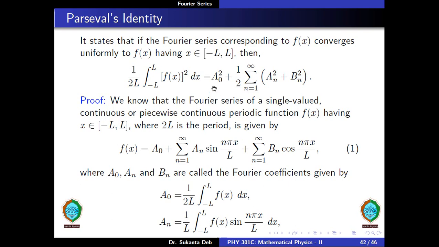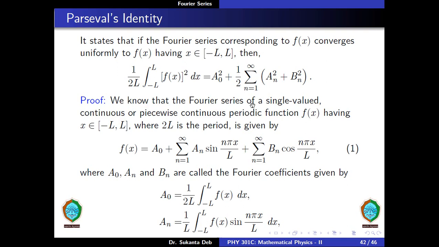It states that if the Fourier series corresponding to f(x) converges uniformly to f(x), having x in the range minus L to plus L, then we have 1 by twice L integral from minus L to L f(x) square dx is equal to a naught square plus half of summation over n is equal to 1 to infinity a n square plus b n square. Now let us prove this relationship.